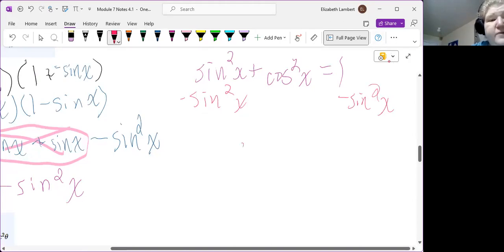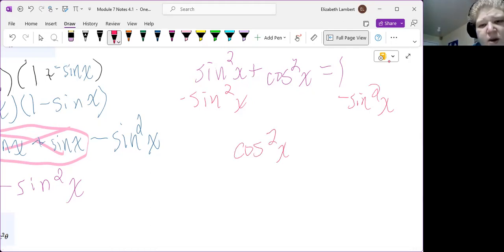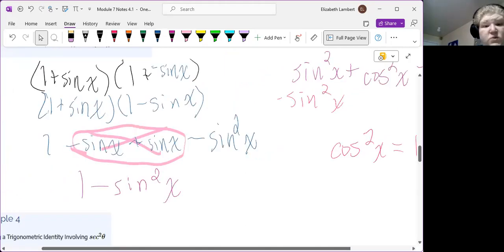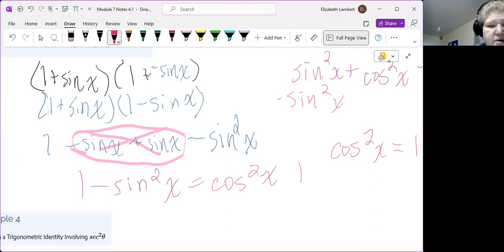We now have cosine squared of x is 1 minus sine squared of x. And 1 minus sine squared of x is what we have here, equals cosine squared. We have done the thing.